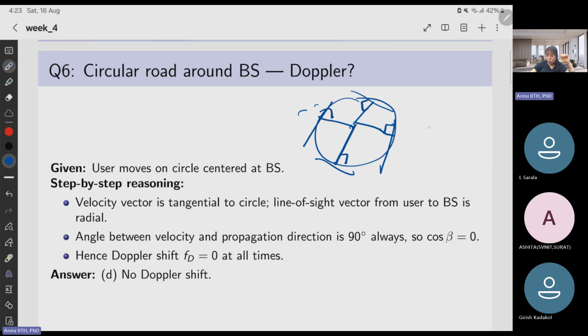Since cos beta is involved, beta is 90 degrees and cos of 90 is 0. So in that case, there will be no Doppler shift if the user is moving in a circle centered at the base station, or the base station is residing in the center. This was also one of the very good reasoning questions, so I kept this.